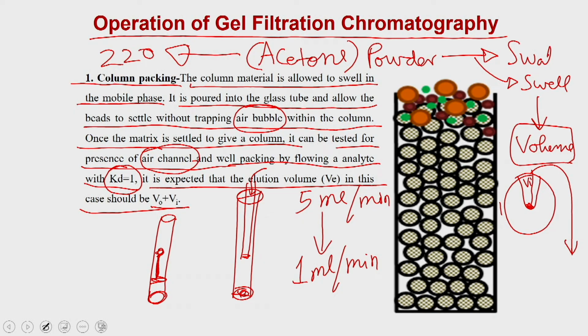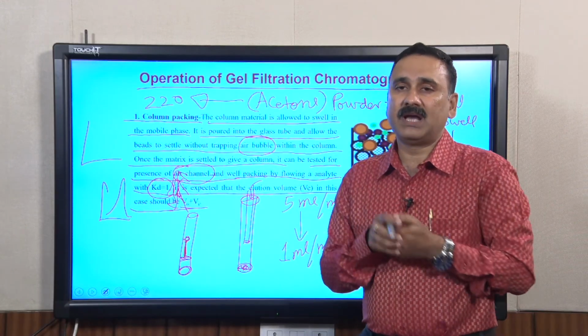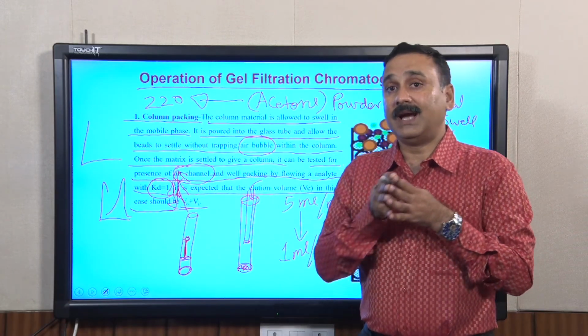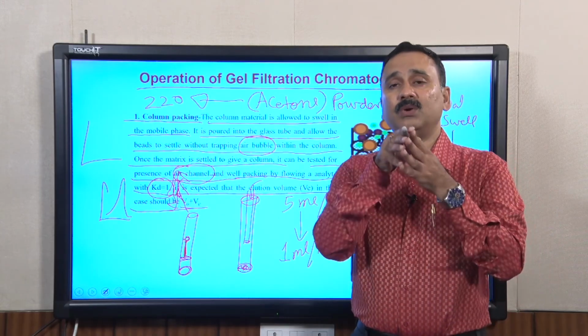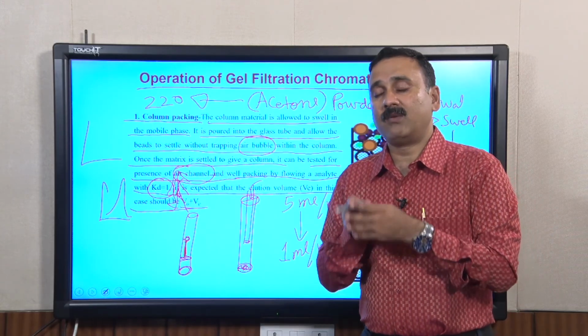So, what you do is you layer the acetone. The acetone will fill the bottom of this particular pore, and then it will travel all the way. Once the acetone comes, it will give you a peak at 220, and by knowing the peak you can calculate the elution volume. If the elution volume is equivalent to Vi plus Vo, you will know that the column does not have any channels or air bubbles.